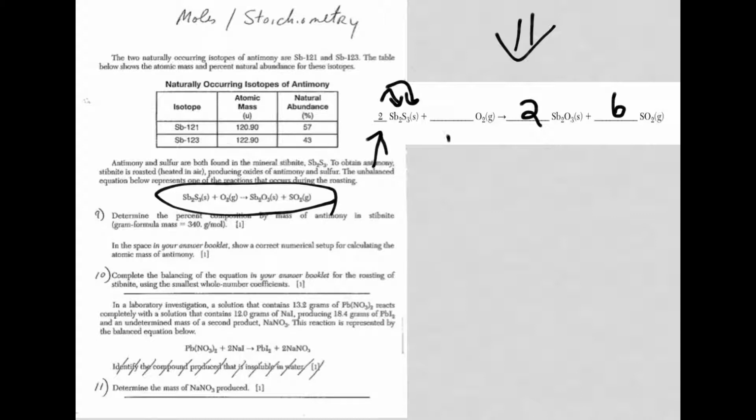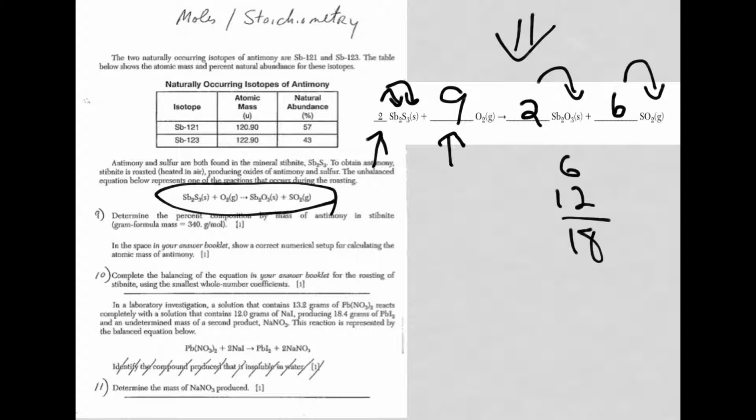So I have 2 here, but I need to go ahead and do the math on the right hand side for the total number of oxygens. So I have 2 times 3 here, so I have 6 oxygens plus 6 times 2, which is 12. That's a total of 18. But I have O2, so I got to take 18 divided by 2 to get 9, so the coefficient of 9 goes in front of O2. So I needed 9 O2s, 2 Sb2O3s on the right, and 6 SO2s on the right. And now it's balanced.